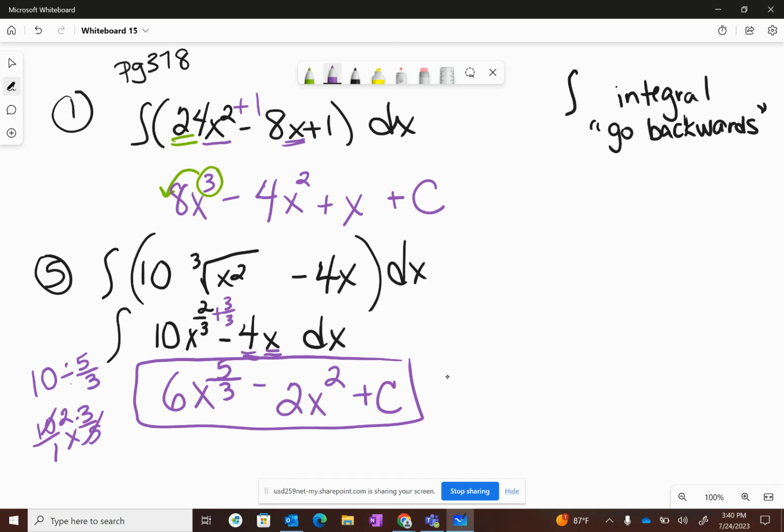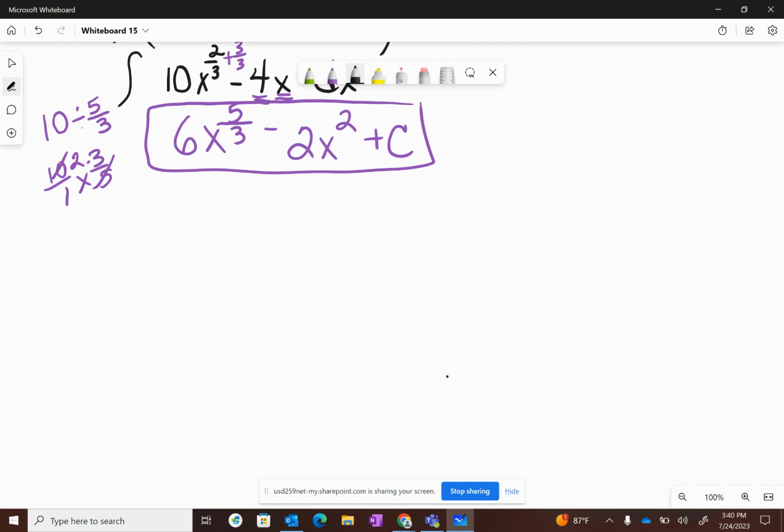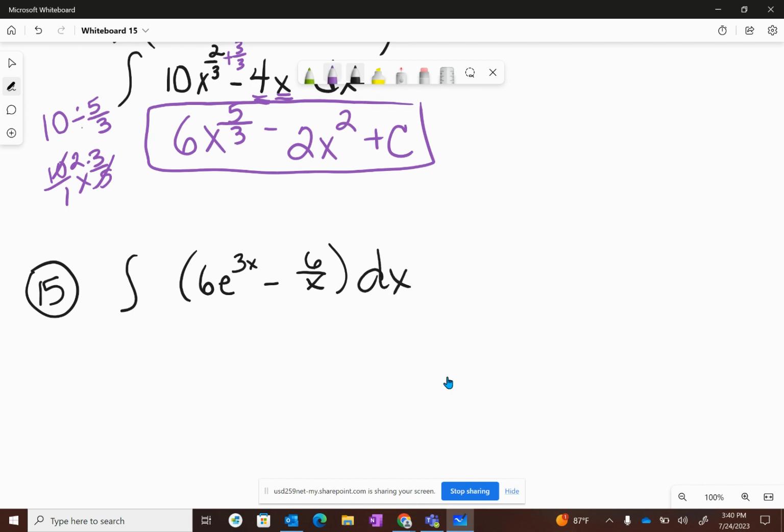Okay, the next one we skip to number 15, so I'm just going to keep scrolling down. 15 is the integral of 6e to the 3x exponent minus 6/x dx. Now, I want to point out here that when you see something like this, we could rewrite that as 6 times 1/x. And that's important because we need to identify that this is the ln of x.